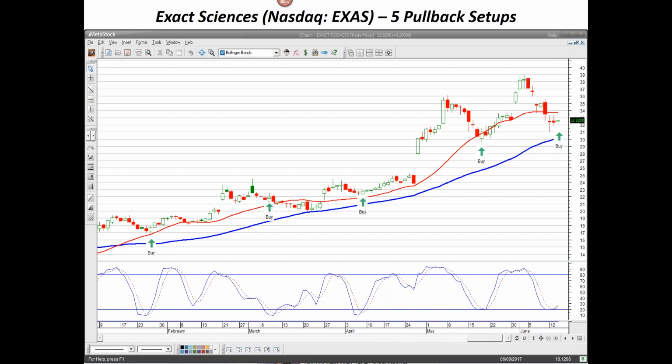It's going to be 32 something, 32.85 or so. If that high gets taken out tomorrow, then I'm definitely on board this as a short-term swing trade. So that's the pullback setup.